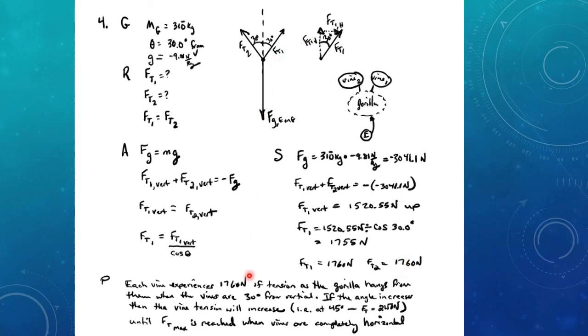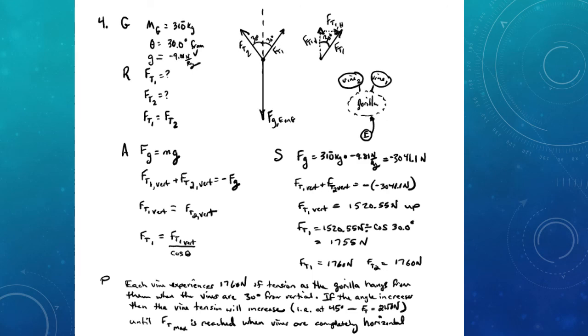Okay, in the paraphrase, each vine experiences 1,760 newtons of tension as the gorilla hangs from them when the vines are at 30 degrees from the vertical. If the angle increases, then the vine tension will increase. At 45 degrees, the force of tension goes up to 2150. So it increases from 1760 at 30 to 2150 at 45 degrees.